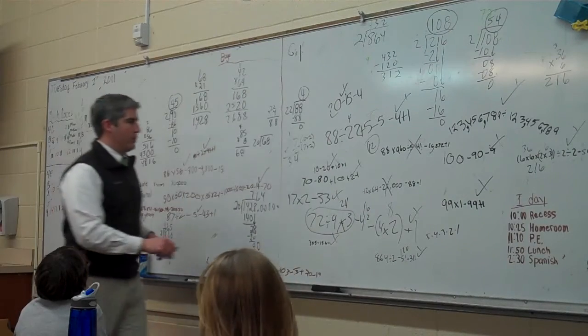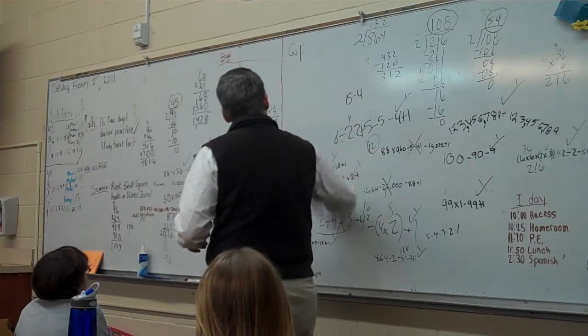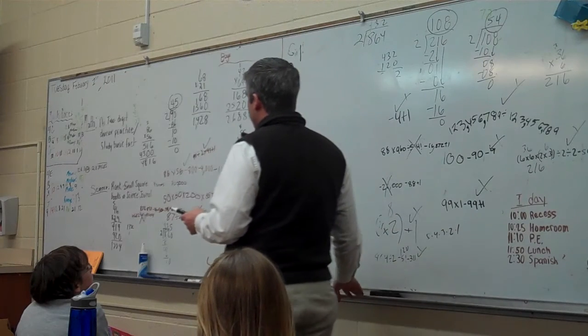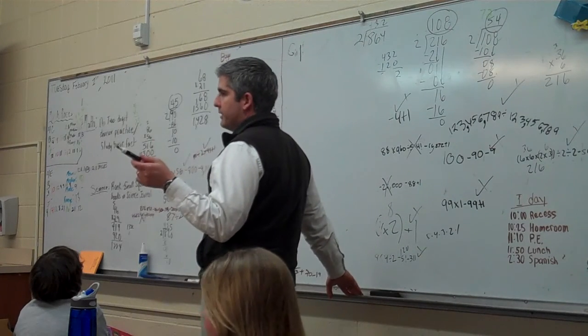So let's go over to the girls here. Get myself some space. Now we're multiplying a 3-digit times a 2-digit.